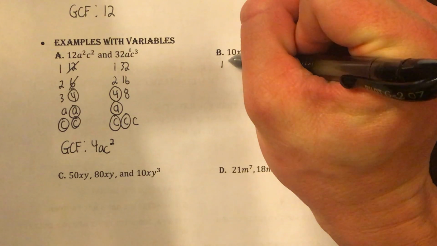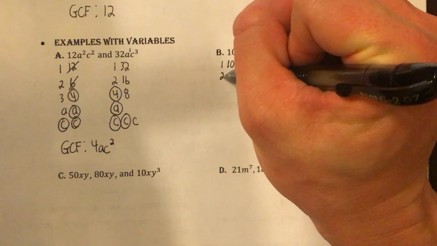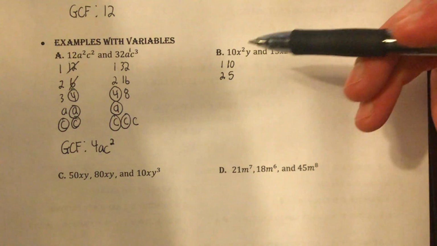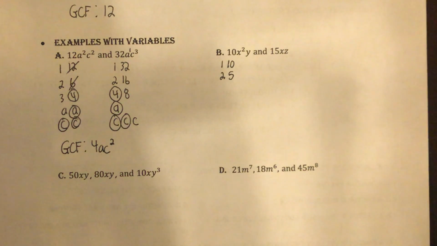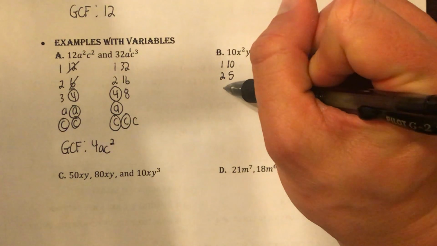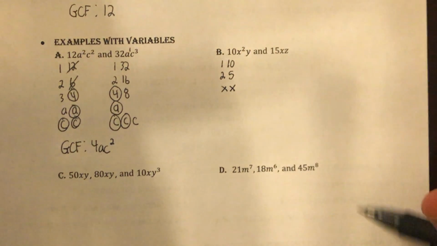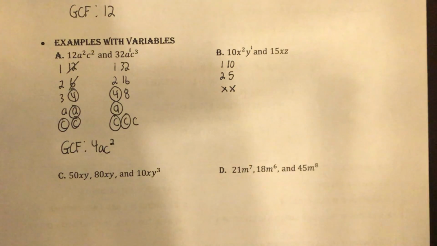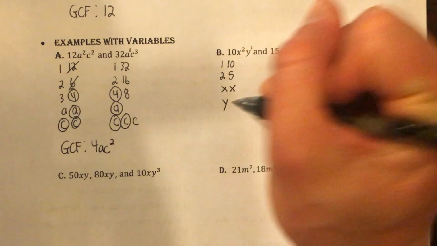Factor pairs are 1 and 10, 2 and 5. 3 doesn't go in, 4 doesn't go in, and 5 is on my list, so done there. Now I need to look at the variables. x squared, so how many x's do I have there? 1, 2. And then I have a y. Well, the exponent on this y is really 1, so I only have 1 y, and that's going to go right there.